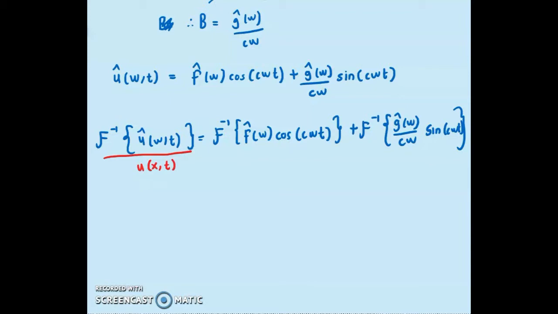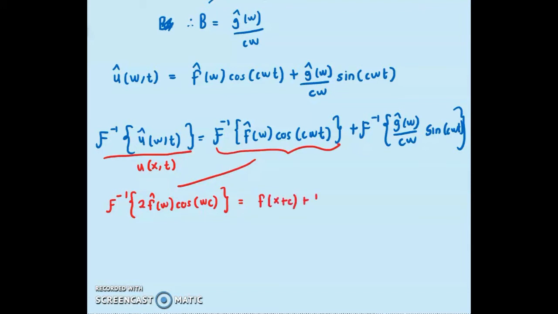Now for this term, there is a table, so let's look at this one here. From the Fourier table, I get confused with Laplace and Fourier, but just bear with me. From the Fourier table, we know that the inverse of 2 f hat omega cos omega c is given by f of x plus c plus the function of x minus c.